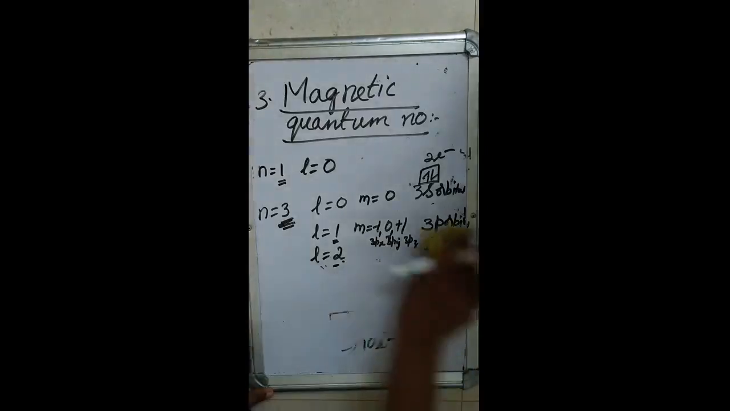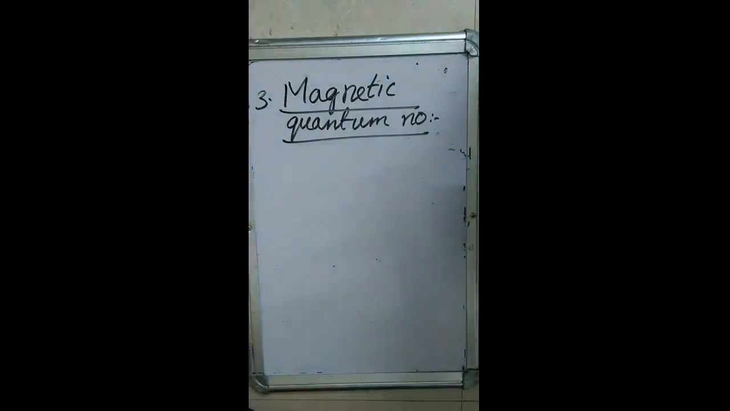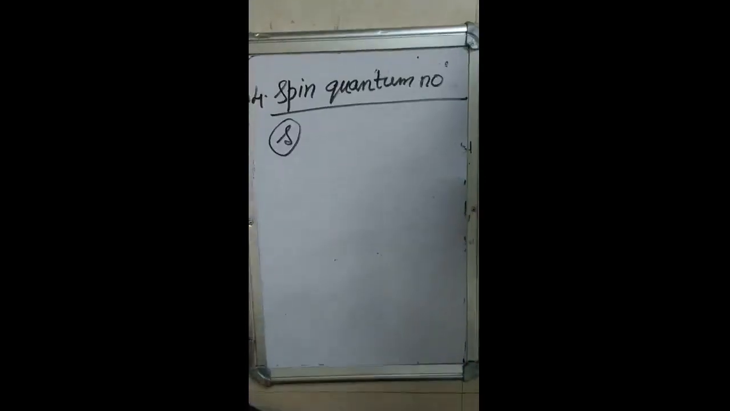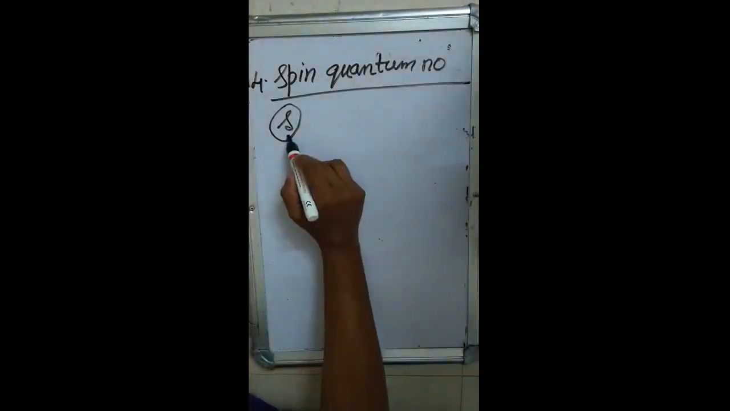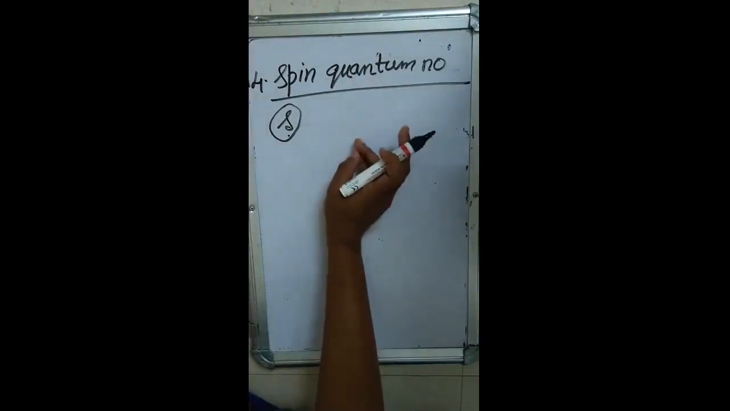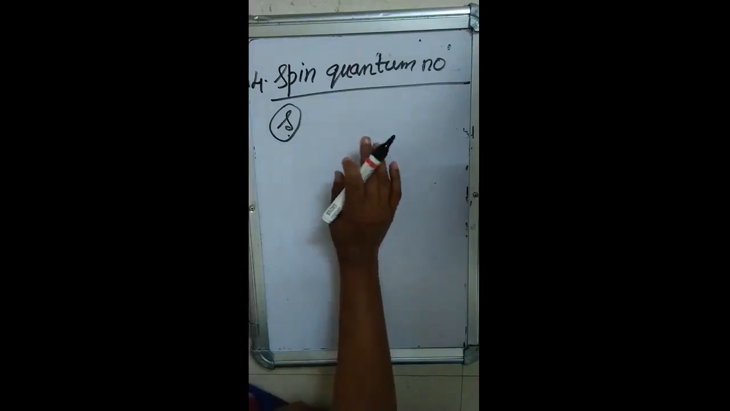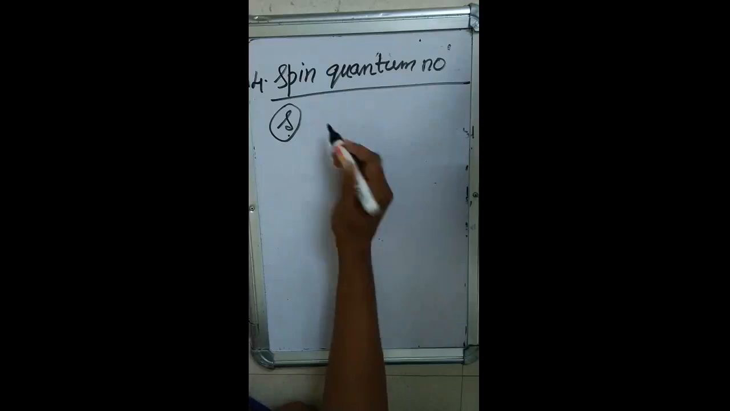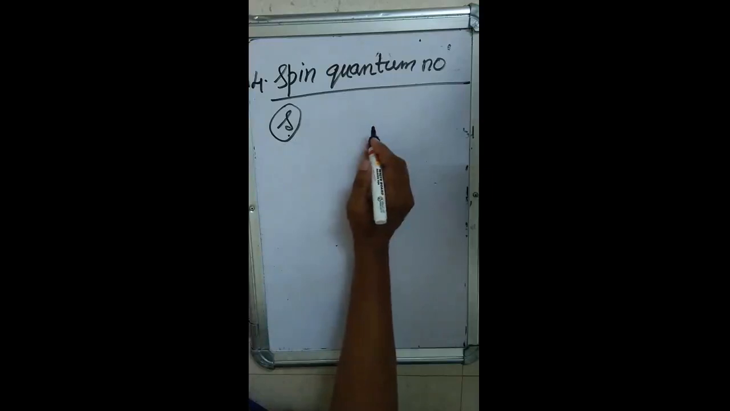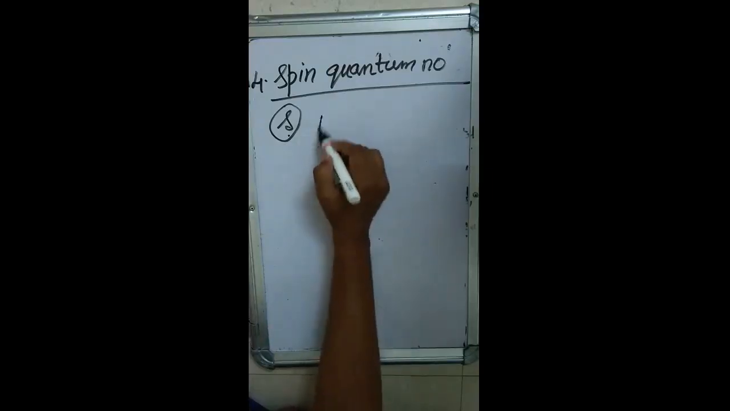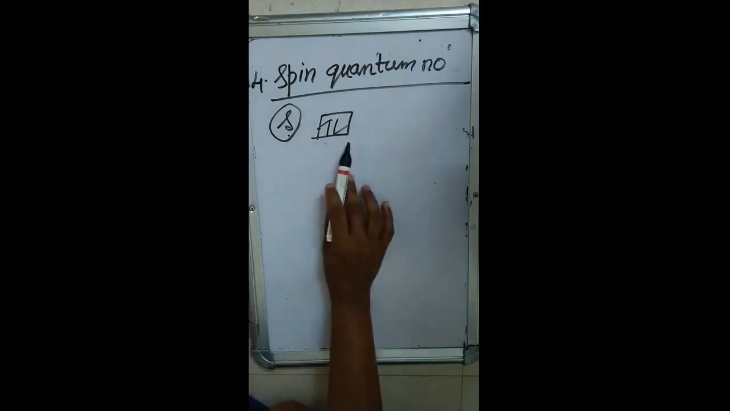Okay, now next is the spin quantum number. Spin quantum number is represented as S. It is not a variable of the Schrodinger wave equation. This will not tell us about the atomic orbital. It gives only the direction of the spin of the electron. I already told that each orbital accommodates only 2 electrons.